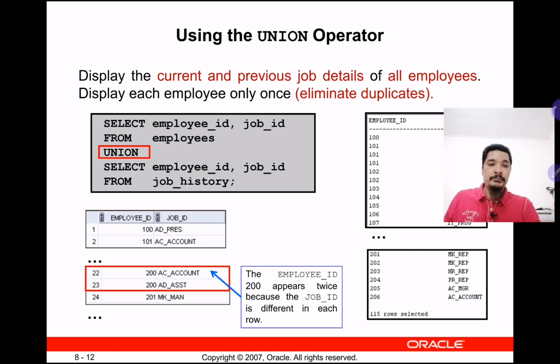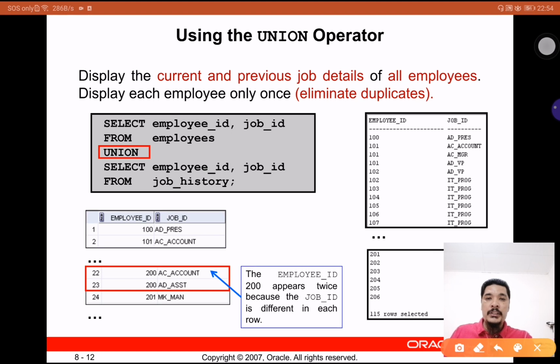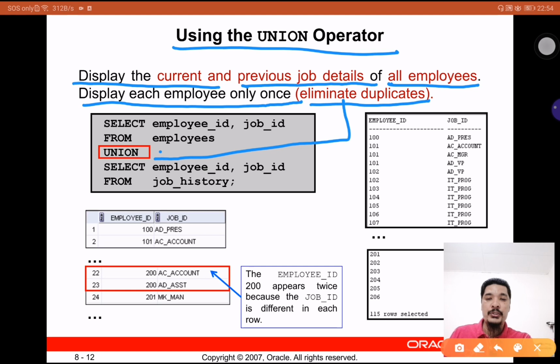This is the example. Using the union operator, display the current and the previous job details of all employees. Display each employee only once, meaning that we need to eliminate duplicates. In this situation, if we want to eliminate duplicates, we need to use union. Please do not use UnionAll, because UnionAll does not eliminate duplicates.